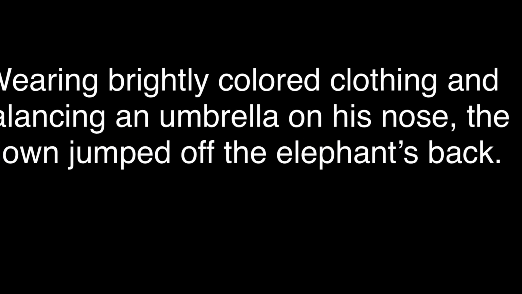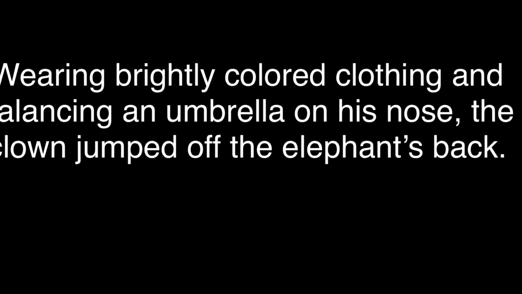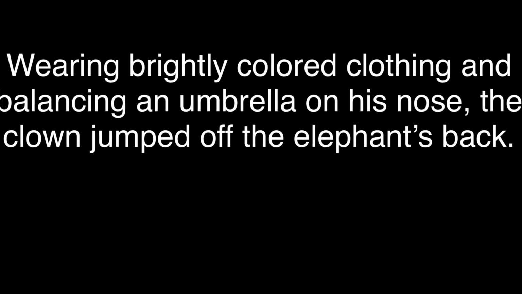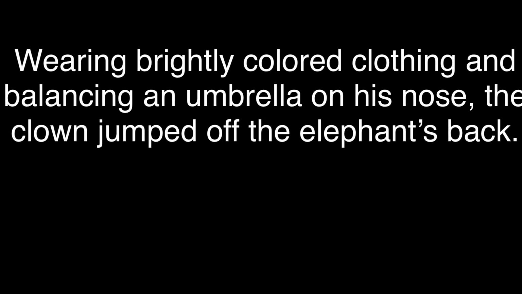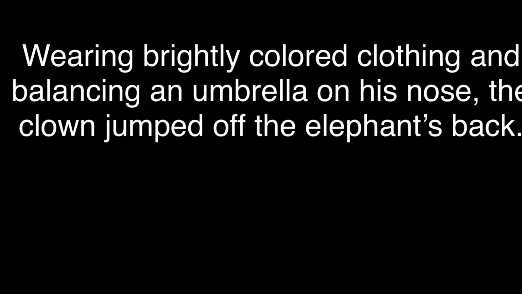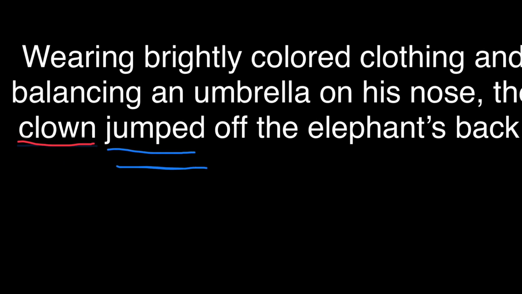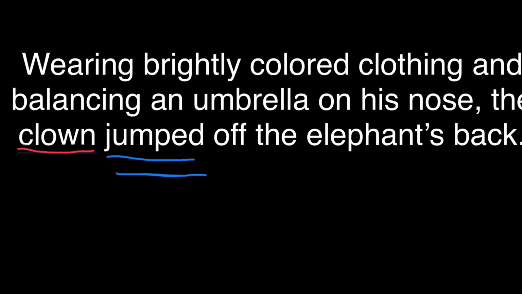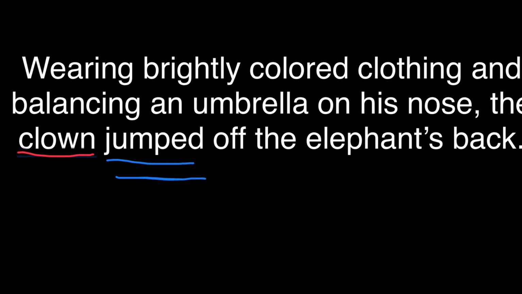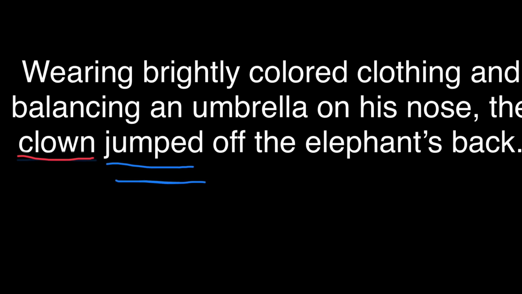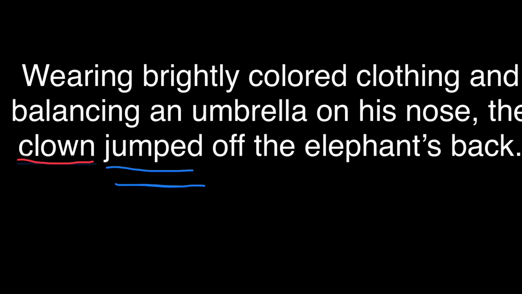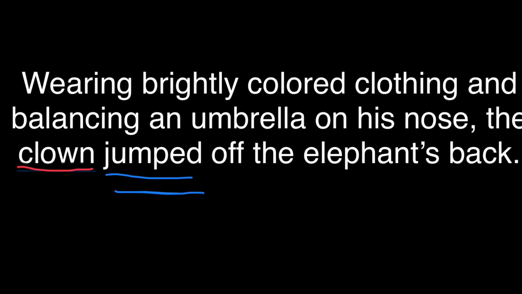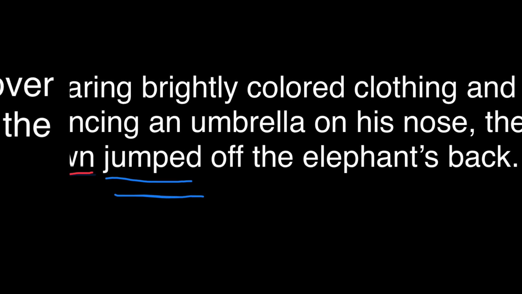And the final example, this one is a bit of a longer sentence and is a little bit awkward, but bear with me. Wearing brightly colored clothing and balancing an umbrella on his nose, the clown jumped off the elephant's back. So we're going to go straight to the second phrase after the comma because the other phrase is introductory. And we're going to go to jumped, which is the verb of the sentence. And the clown is doing the jumping, so therefore the clown will be the subject of this sentence.